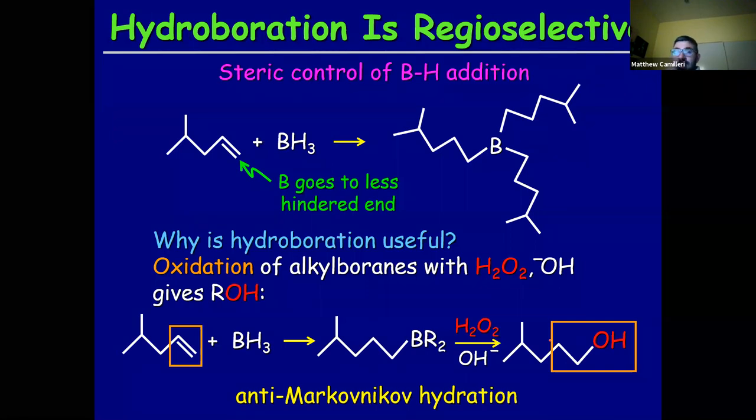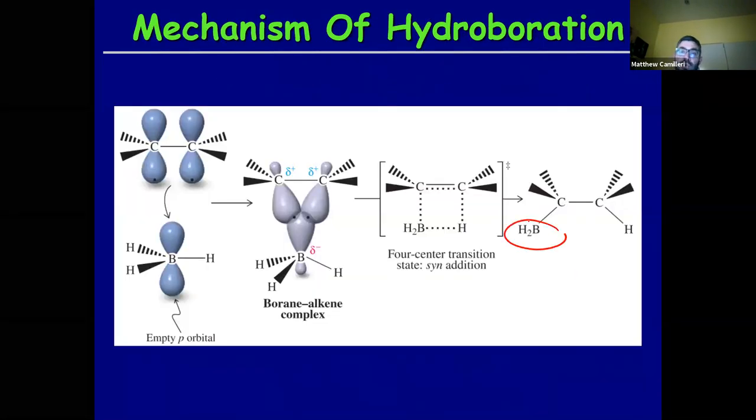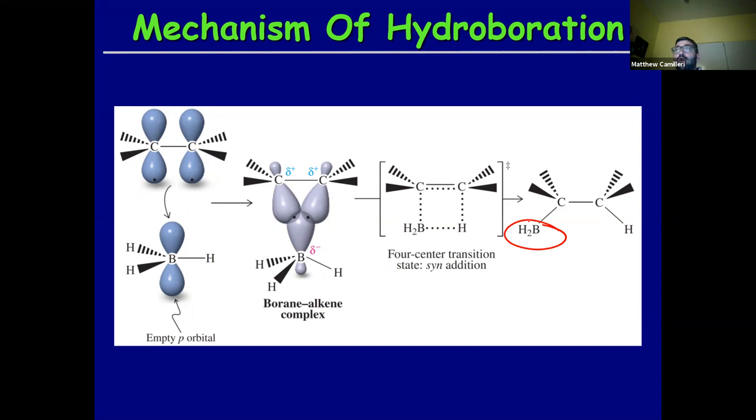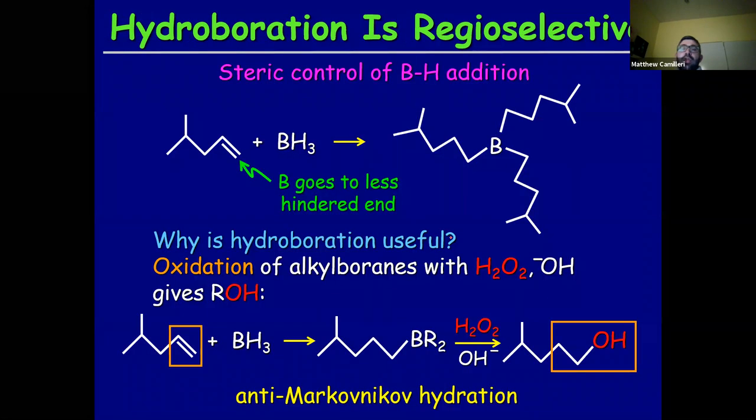This can be done three times. So please know that this boron is now also going to be electron poor. Okay? That boron is now also going to be electron poor. So keep that in mind. And because it's going to be electron poor, then and only then it will happen three times.